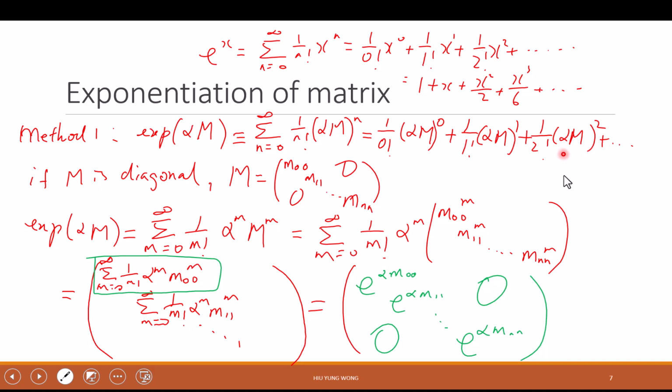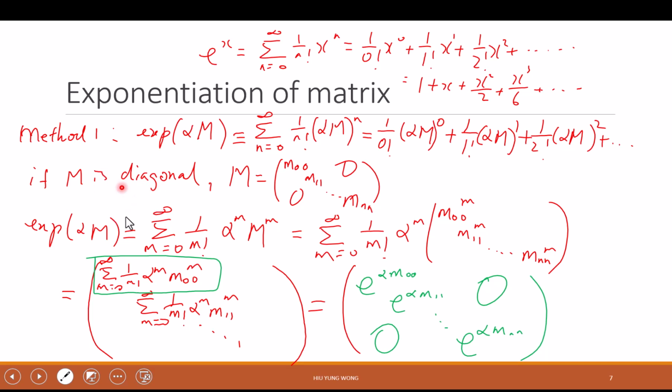Similarly, I have all this. And this is easy because a matrix times a matrix is easy to evaluate. Eventually, it becomes the sum of many matrices, and this all together becomes the matrix representing e to the power alpha M. Okay? So this is a tedious one, but it's always correct. You can always get it, right?